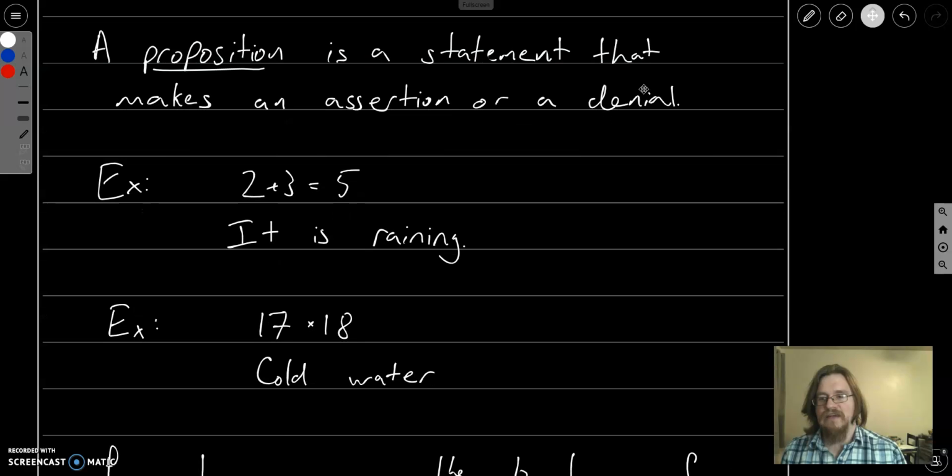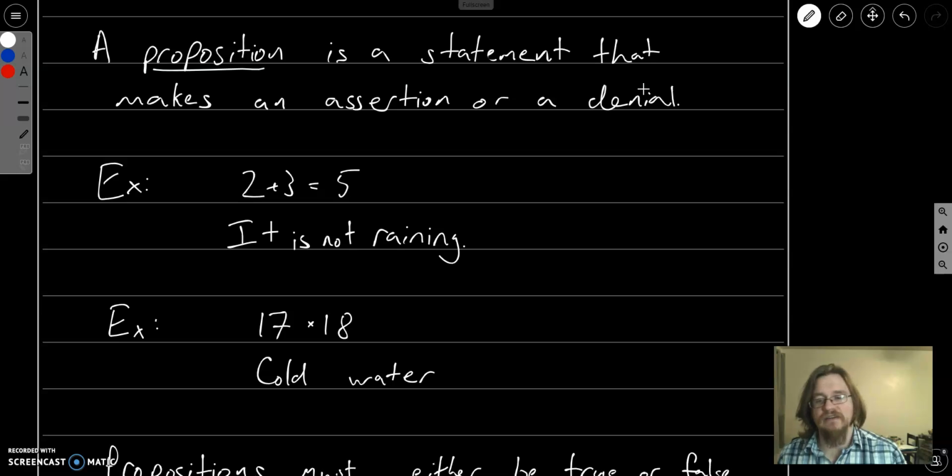So some quick examples. A proposition could be something like 2 plus 3 is equal to 5. This is an assertion. It is saying that when you add these two numbers, it is equal to 5. Or, for instance, a proposition could be written out in words. It could be, it is raining. Both of these are assertions. If I wanted to make a denial, I could say it is not raining. And this would be a denial. This is saying that something is not true.